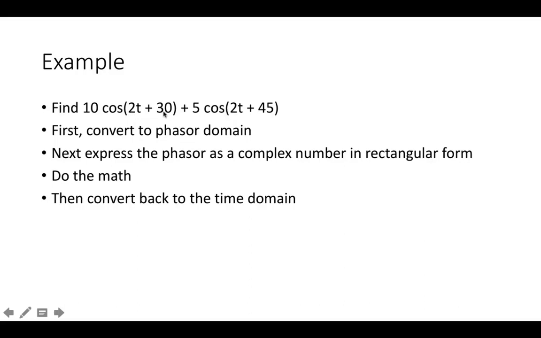And then missing from this, PowerPoint was giving me some issues, the 30 and the 45 are in degrees. All right, so given this expression, the first thing you do is you convert to the phasor domain, and then you express the phasor as a complex number in rectangular form. You then do the math, and then you convert back to the time domain, and this enables us to take the sum. So in the next video, I'll illustrate an example where this is done.